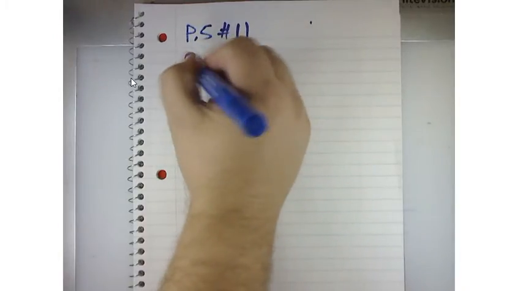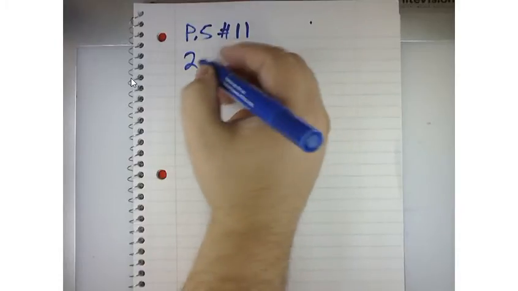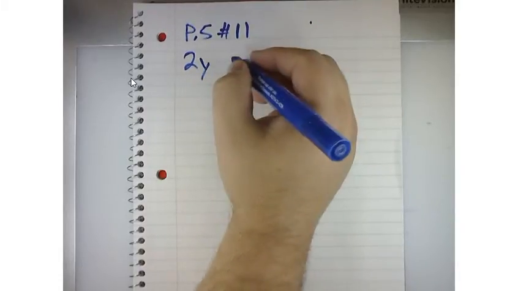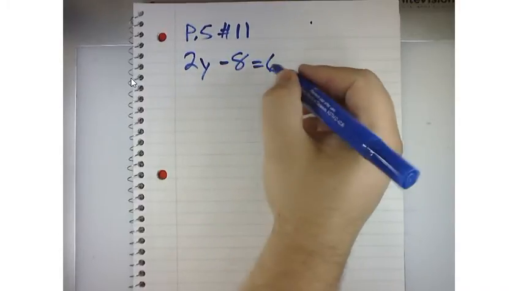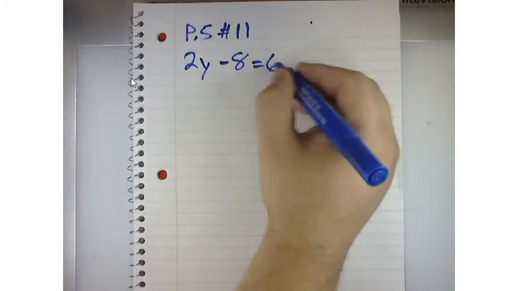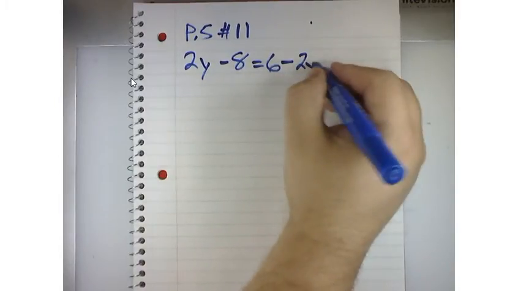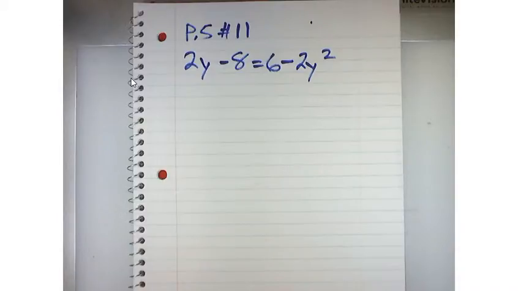All right, let's do 11. So for problem number 11, we're given the equation 2y squared minus 8 equals 6 minus 2y squared. Oh, this is squared as well.